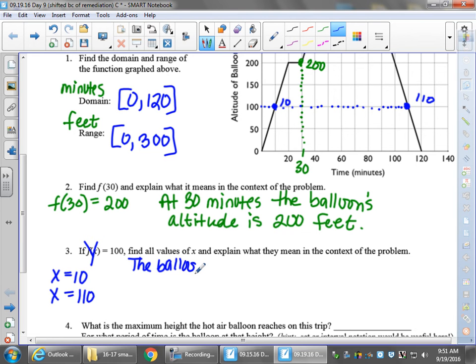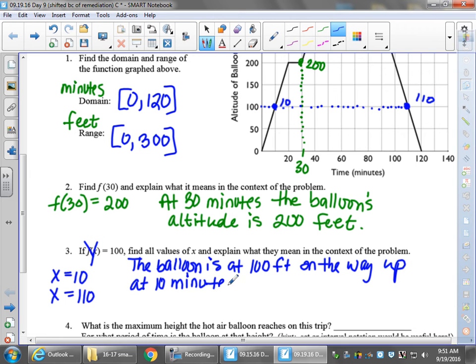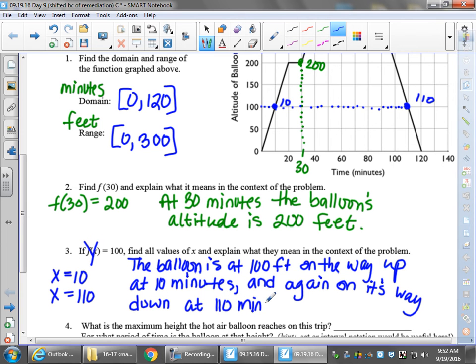The balloon is at 100 feet on the way up at how many minutes? At 10 minutes. But again, what goes up must go down. So, and again, on its way down, at how much time? So notice, no math involved. This is purely, can I read the graph and pull out all of this information?